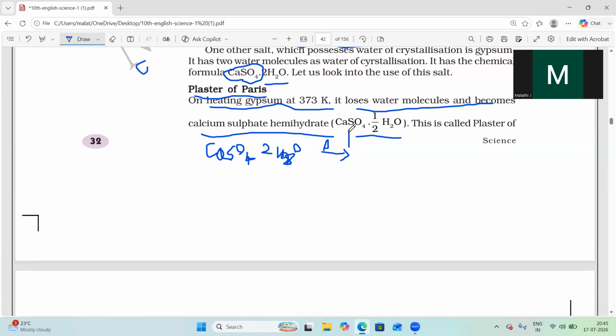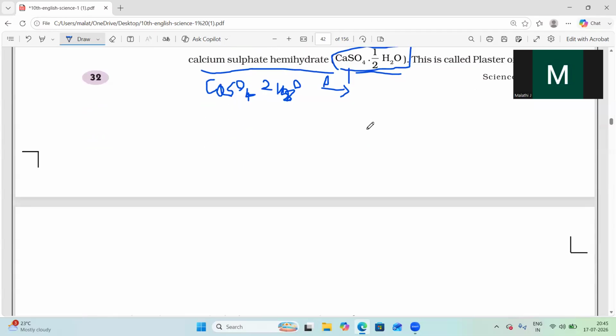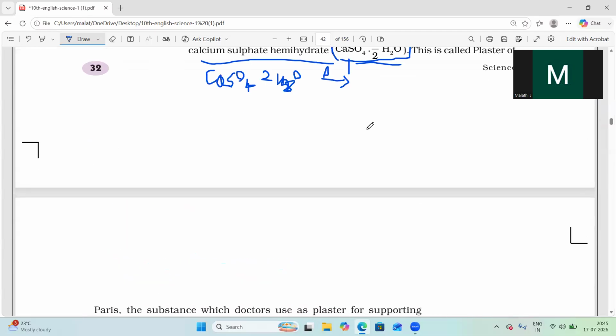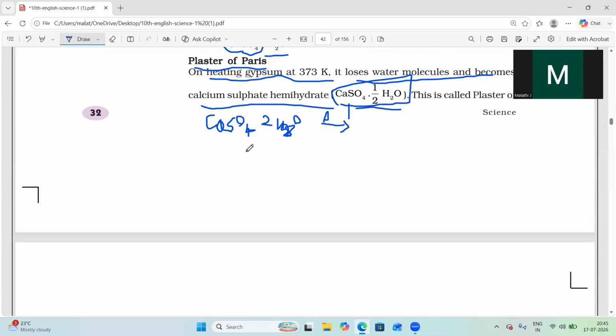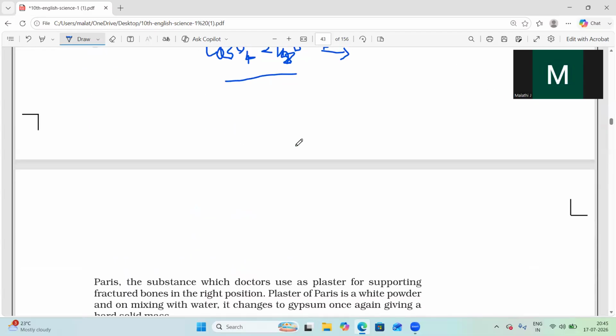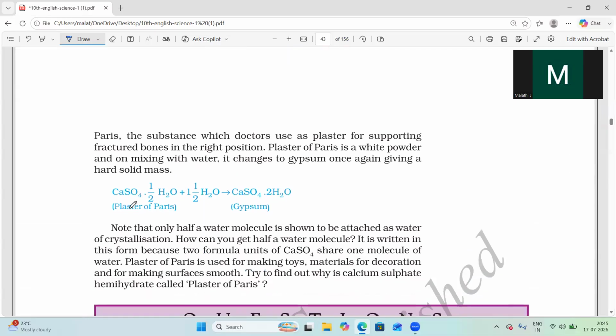The chemical formula for plaster of Paris is an important question. They will ask for 1 mark: write the formula for plaster of Paris, that is CaSO4.½H2O. Here ½H2O is the water of crystallization we studied above. If you want to get gypsum again, what do we have to do? We take the plaster of Paris we got, and add water to it again. You will get gypsum again.